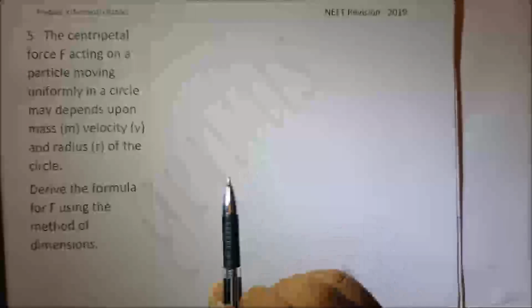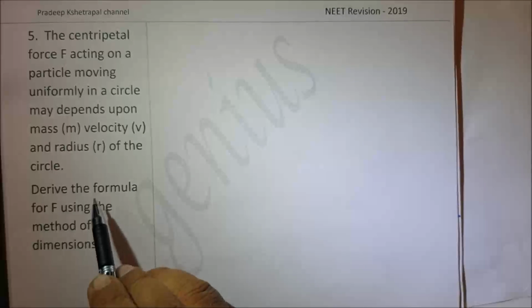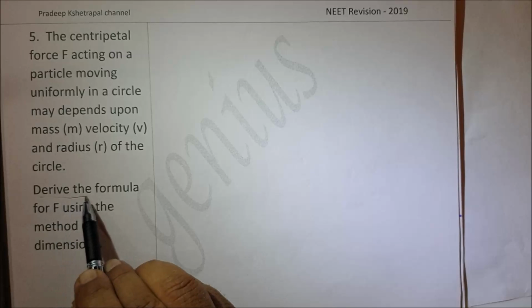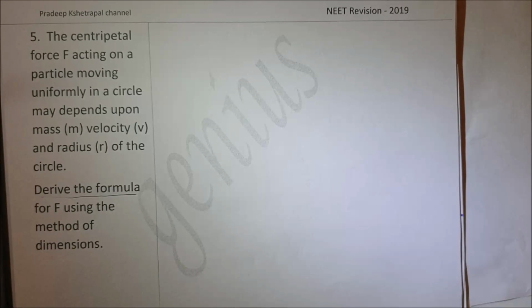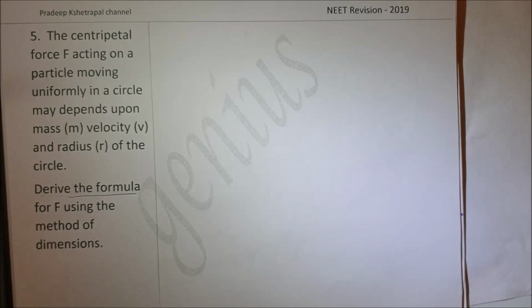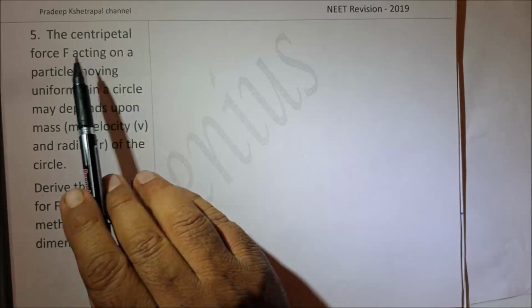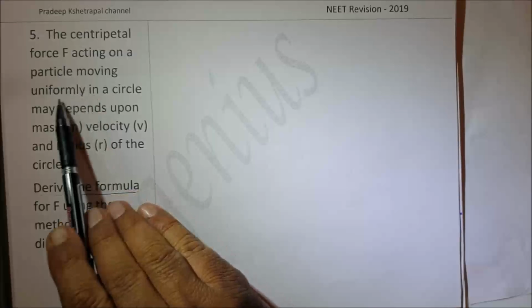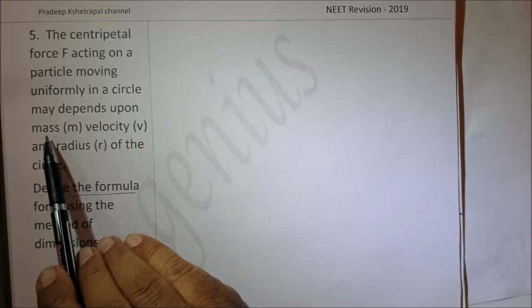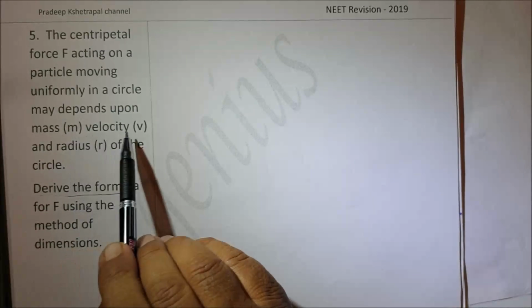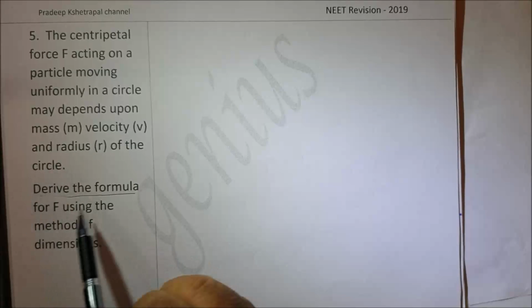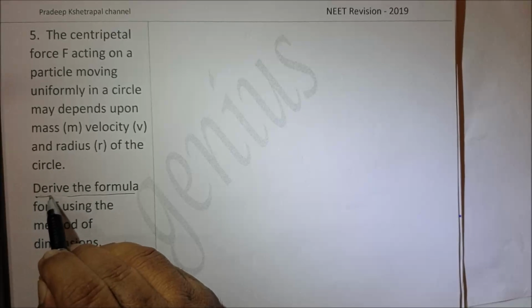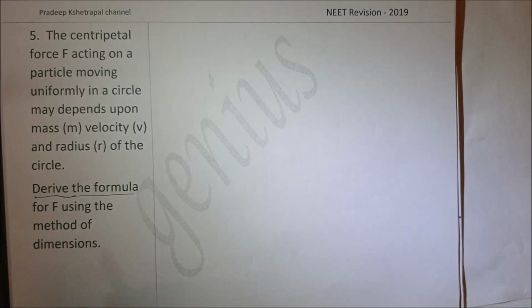Here is another question for the same formula: derive the formula. So we have to derive the formula in this question. And what are the quantities? The centripetal force F acting on a particle moving in a circle depends upon the quantities mass, velocity, radius of the circle, and we have to derive the formula.